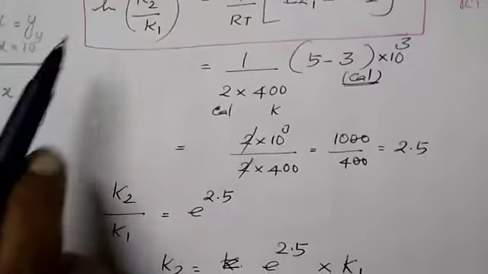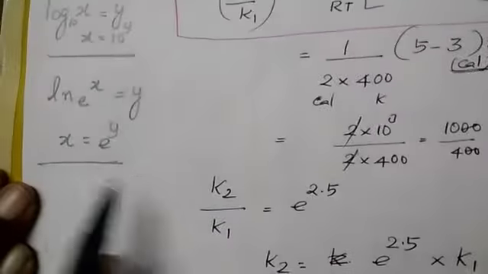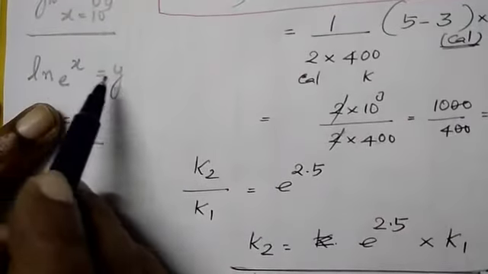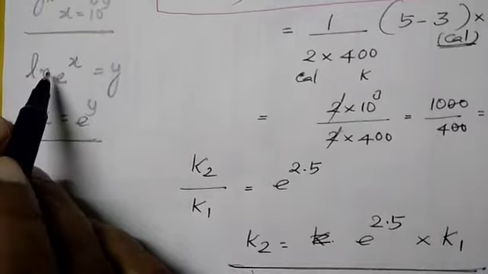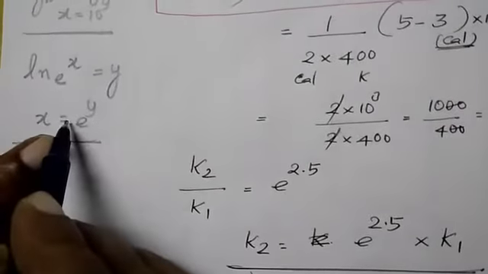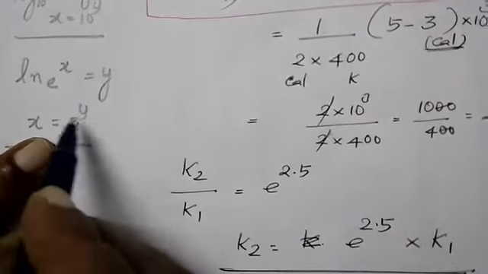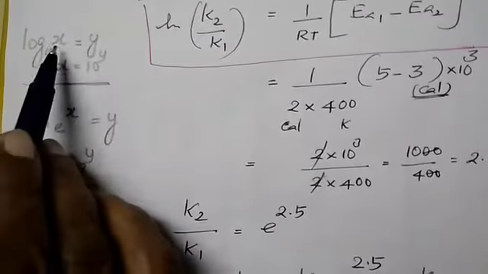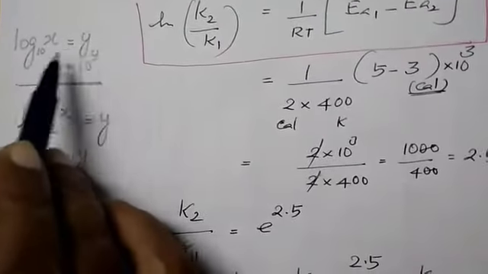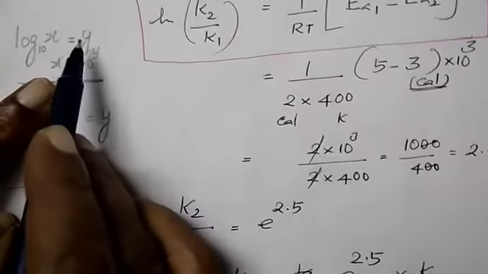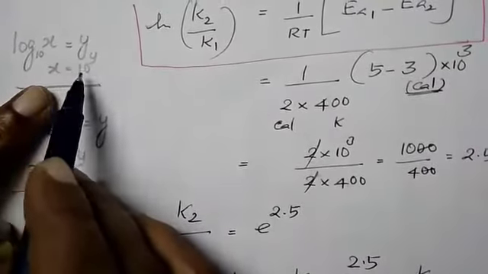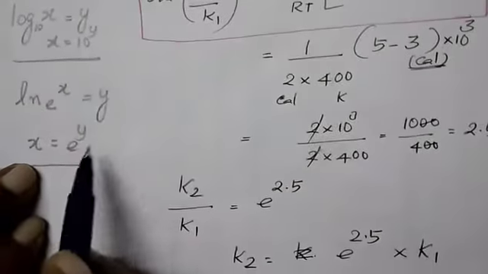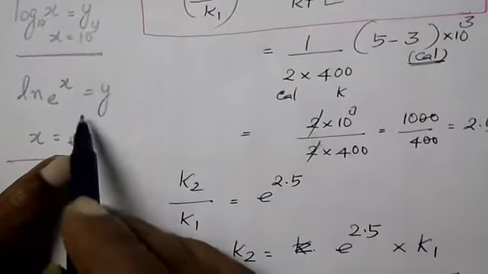To remove ln, for this simple explanation, a formula is given. ln x is equal to y. If I want to remove ln, then x is equal to e to the power of y. What we did for log: log x to the base 10 is equal to y. If you want x, you take the anti-log of y, that is, you bring the 10 here, 10 power y. So the same knowledge applies here: x is equal to e to the power of y.